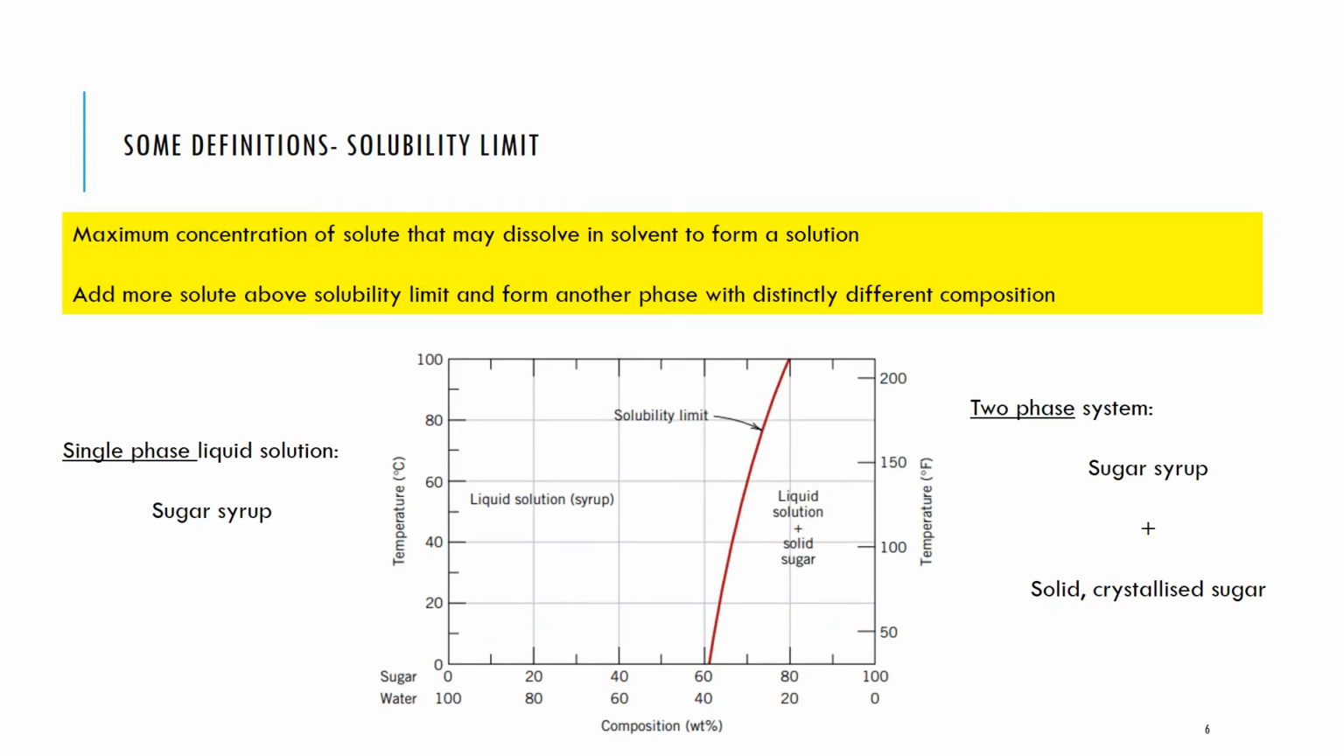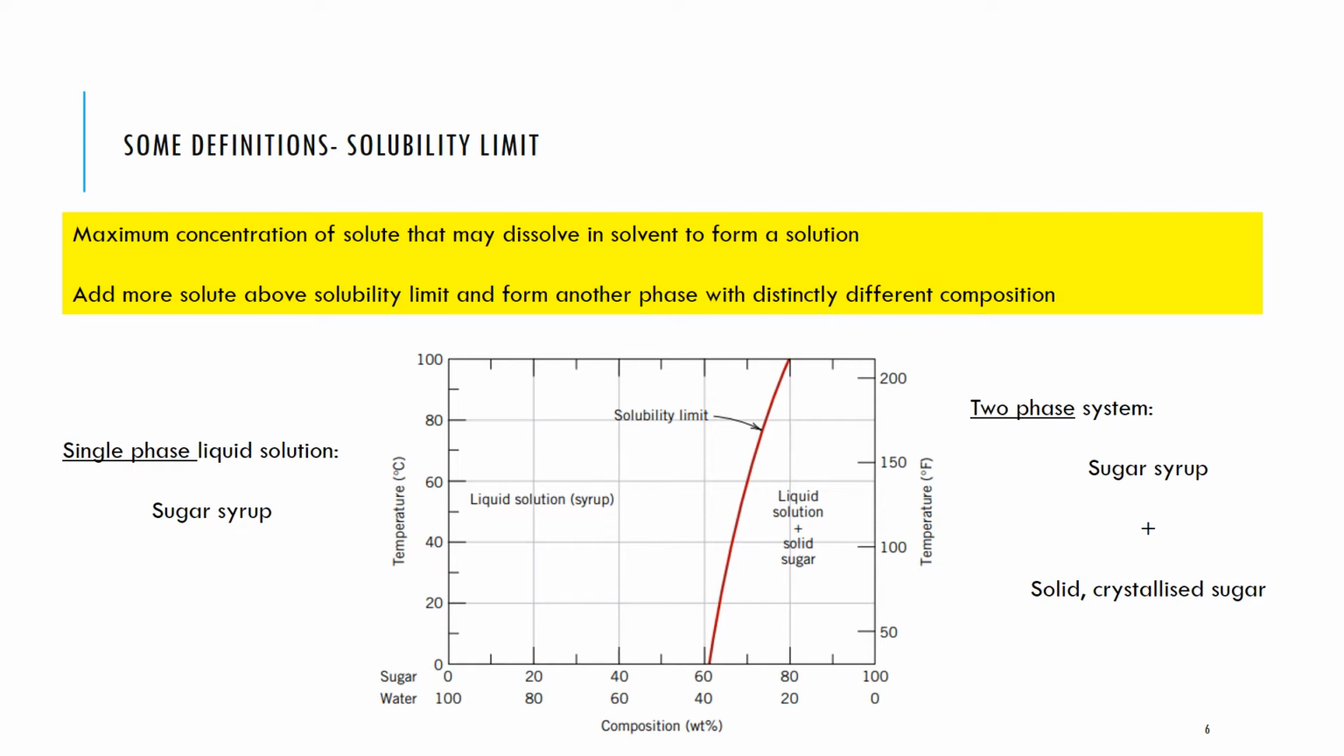Now, we can also define something that we call a solubility limit. And again, it's helpful to think about this first of all from simple conical flask chemistry before we move on to the phase diagrams. The solubility limit is the maximum concentration of a solute that may dissolve in a solvent to form a solution. And if you were to add more solute to a solvent above its solubility limit, then you will get the generation of a new phase, and that new phase will have a distinctly different composition.